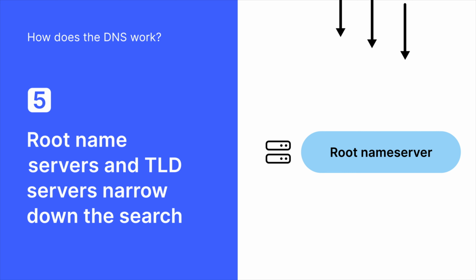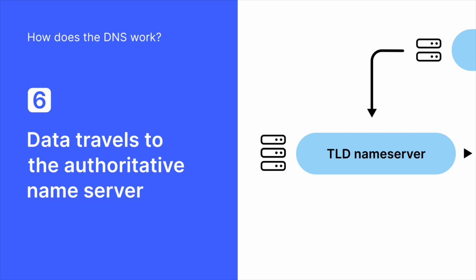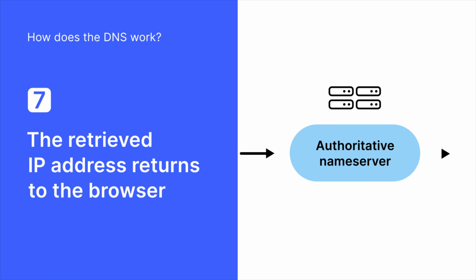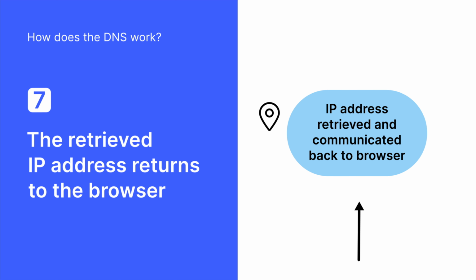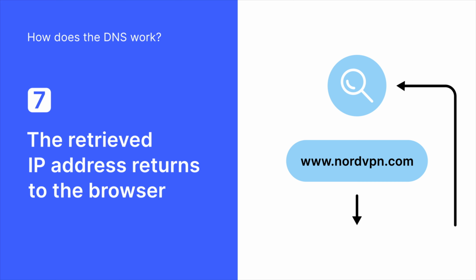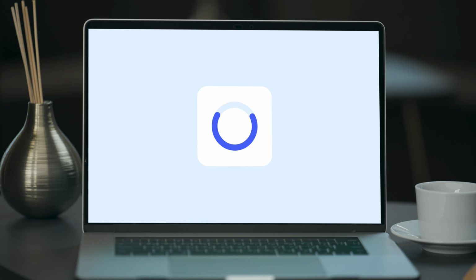Root name servers direct the request to the appropriate TLD name servers. The final data point is the authoritative name server. It hosts the exact domain IP details. The retrieved IP address is then communicated back to the browser. Using this IP, the browser accesses the correct website. Even though this process seems long and complicated, it happens instantly.